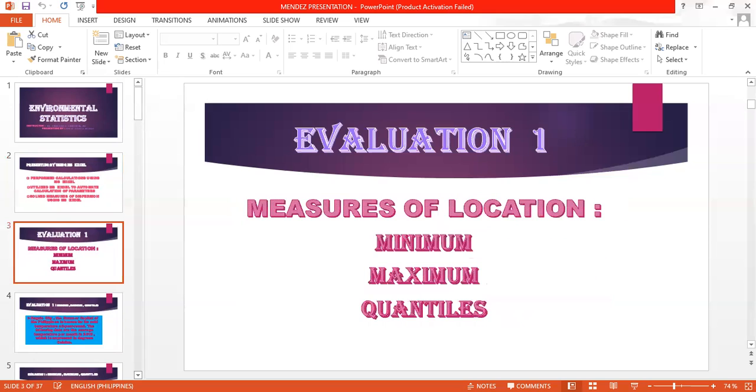But before I proceed, I would like to tell you first that in this evaluation, we will learn how to state a comparison and contrast on the different measures of location. We will also learn how to solve for the minimum, maximum, decile, percentile, and quartile, and how to calculate all of these by using MS Excel functions. Now, I will read our first evaluation.